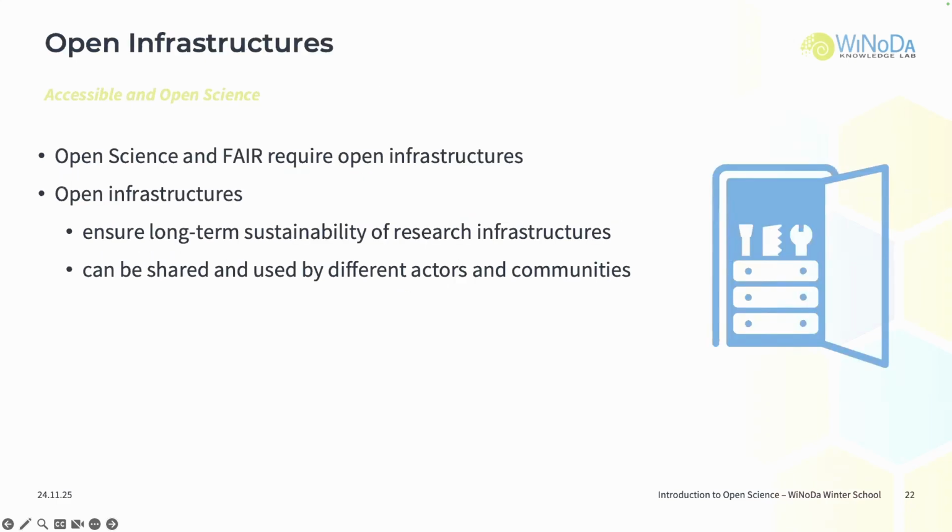One important condition to accessibility are open infrastructures, and here's also the direct connection to open science. Open infrastructures might be infrastructures that we already talked about, such as repositories or PID platforms, but also platforms for collaboration, open source software, and open standards and protocols. And of course, open infrastructures shall be publicly financed, and they shall ensure long-term sustainability of the research infrastructures, so that they can be shared and used by different actors and communities, and are open for all that need them and want to use them.